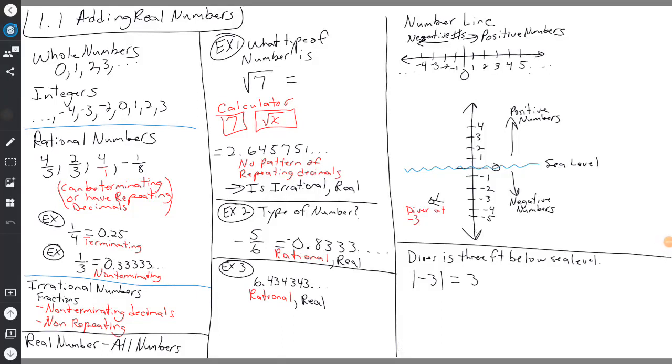So here we're starting off in 1.1 with adding real numbers and taking a look at the types of numbers here. First thing we're looking at is whole numbers. Whole numbers start with 0, 1, 2, 3, and so on. Whole numbers do not have decimal portions to it. So whole numbers only are, like it basically says, a whole number, no decimals.